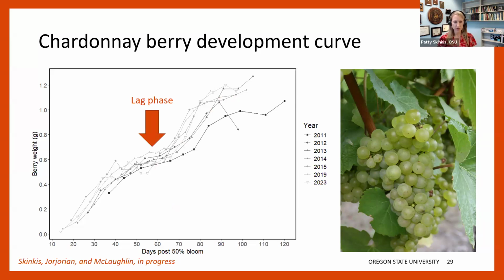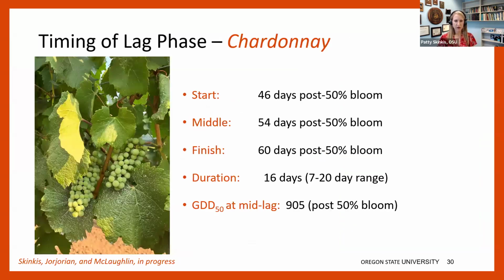So let's look at what the results are. So we see that the start of the Chardonnay lag phase is 46 days post 50% bloom. The middle is 54 days. The finish is much like Pinot Noir and at 60 days post 50% bloom.